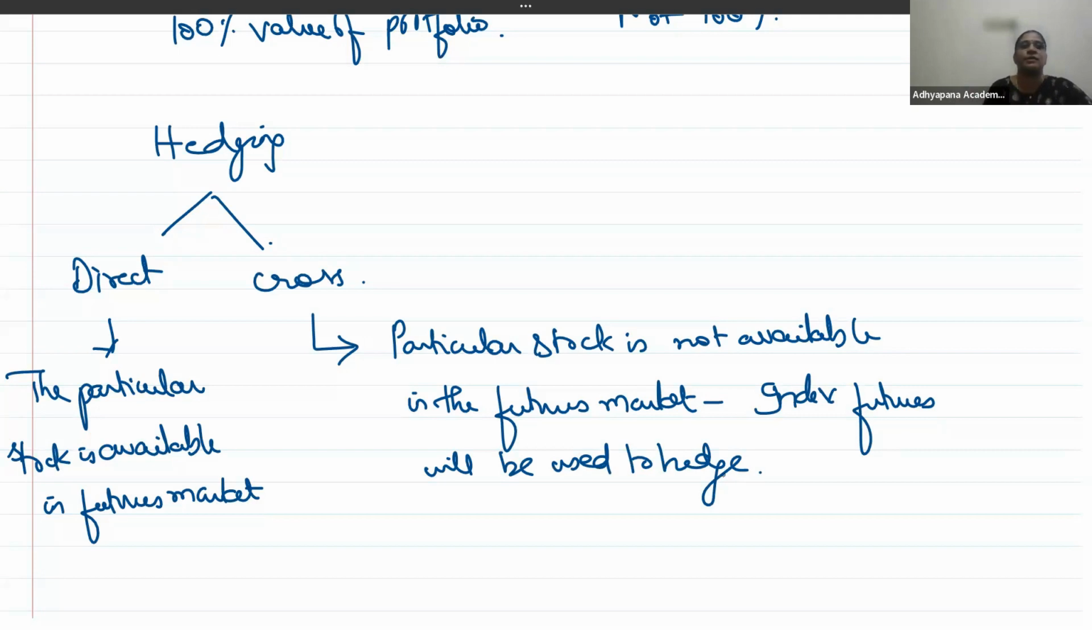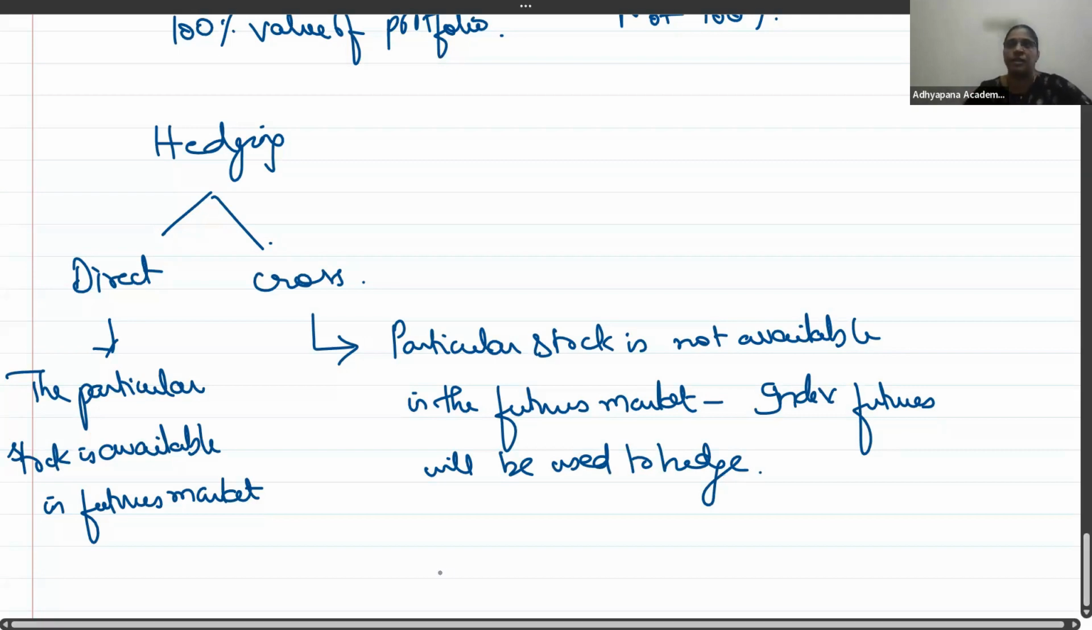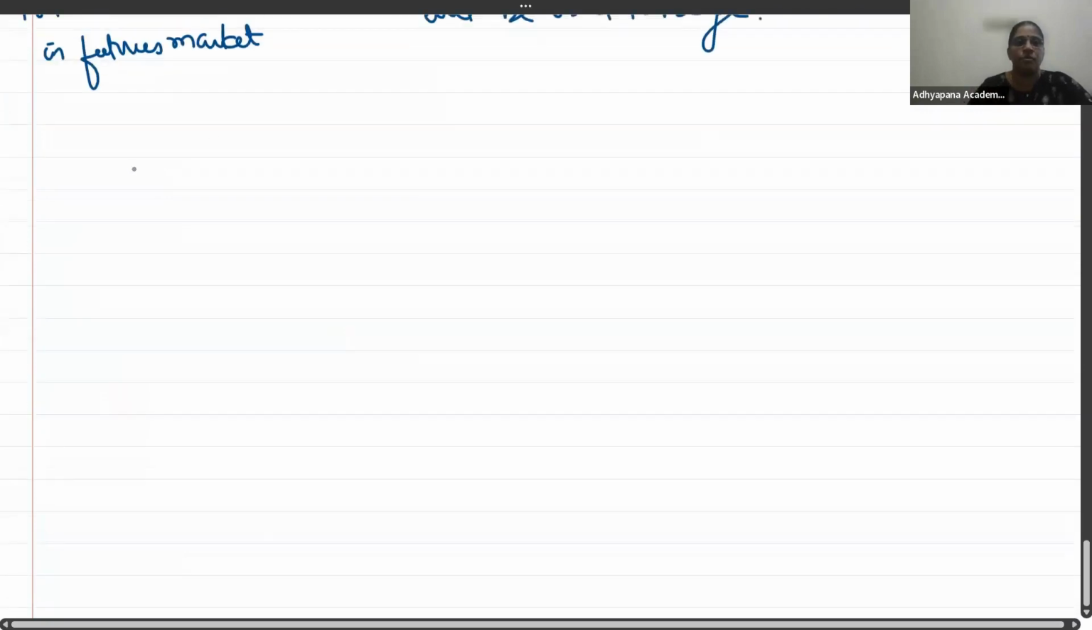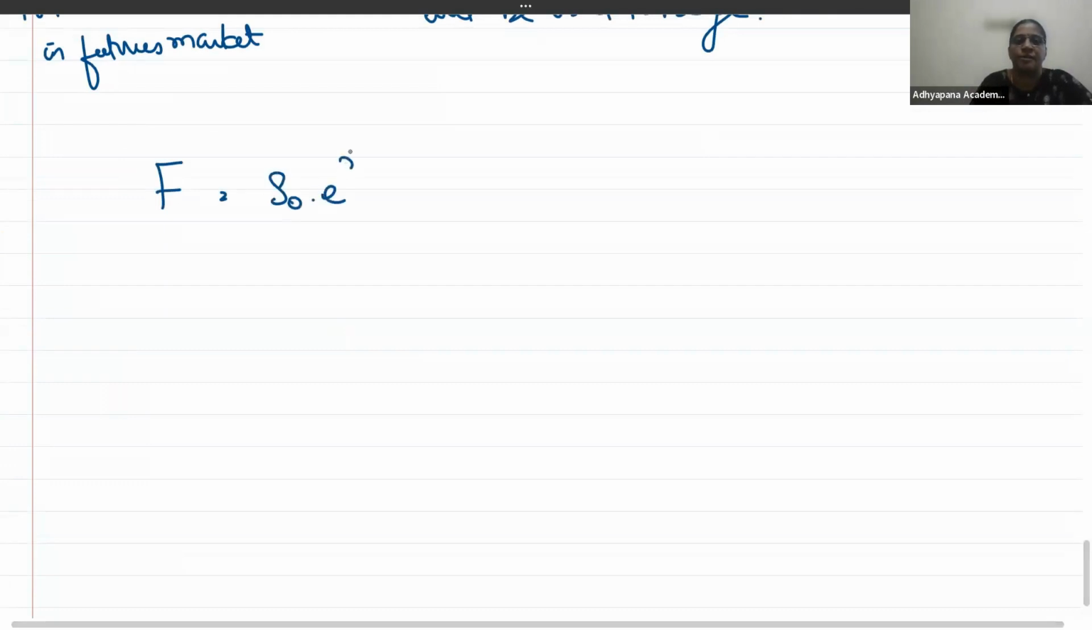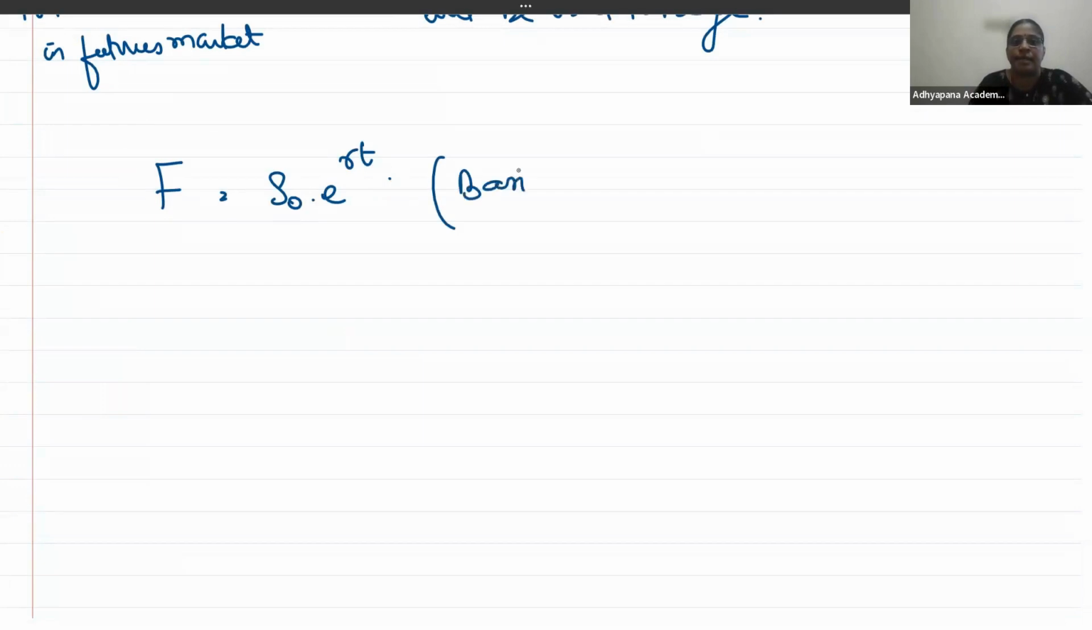How do you compute the theoretical futures price? The theoretical futures price can be computed as S0 into e raised to rT. This is the basic futures price. This is the theoretical futures price, which is the basic formula.